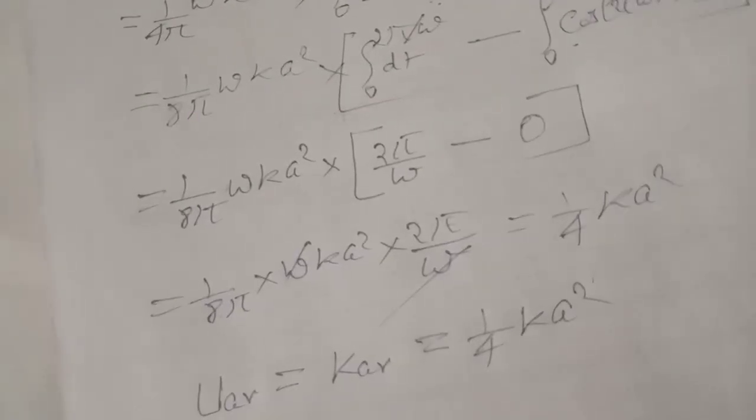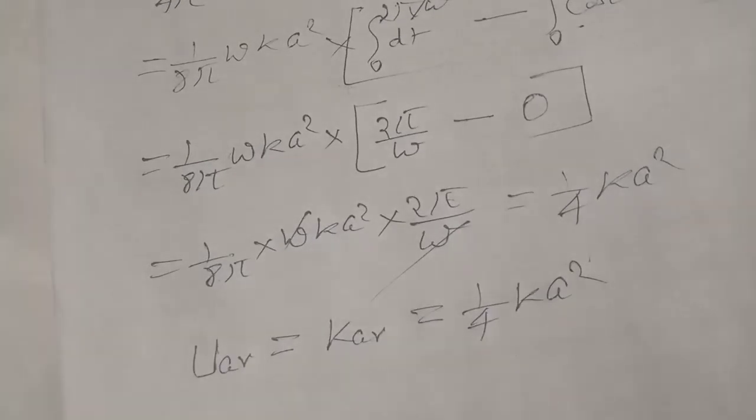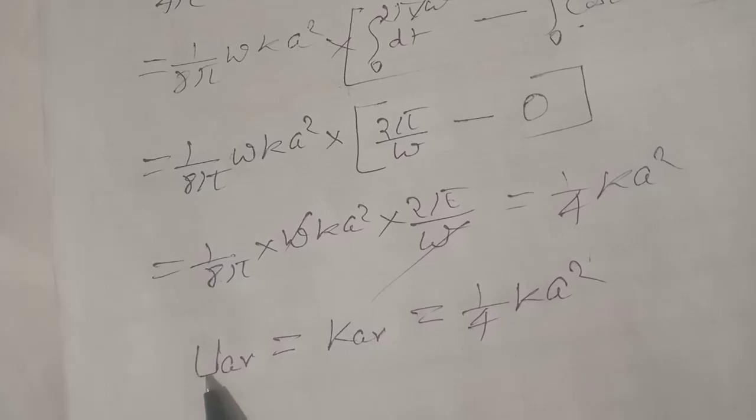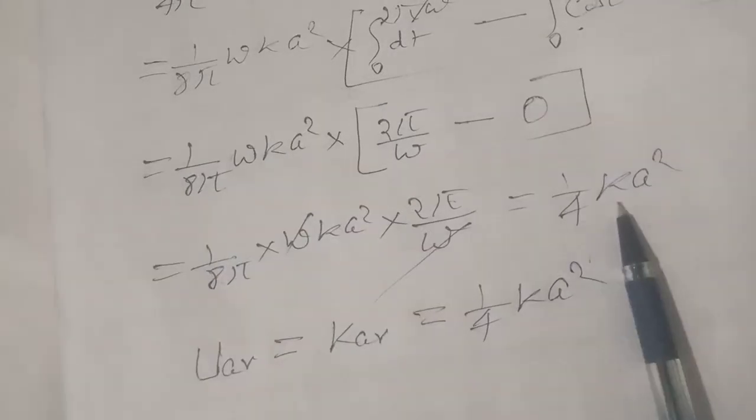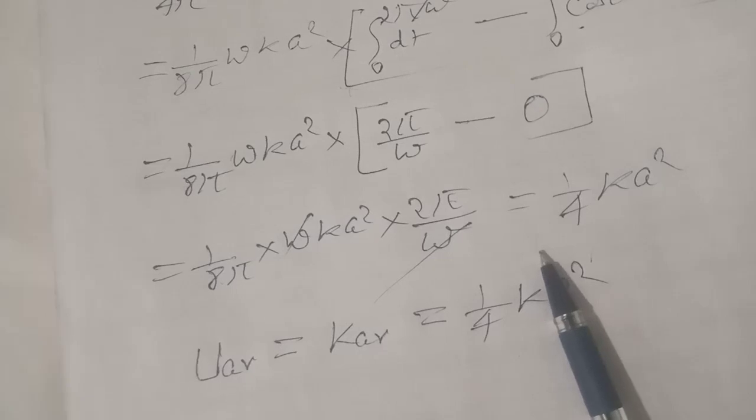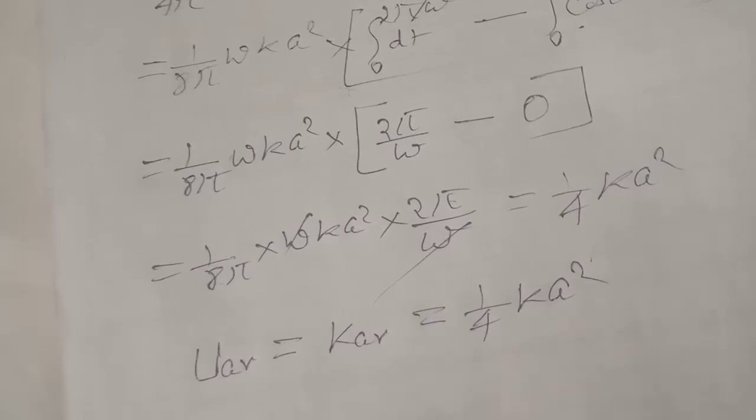Thus it is clear that the time average kinetic energy is equal to the time average potential energy. Here we have obtained the time average of potential energy as 1 by 4 k A square, and the time average of kinetic energy as 1 by 4 k A square. This is a characteristic property of the harmonic oscillator and is not true for anharmonic oscillations. It is only true for harmonic oscillations.